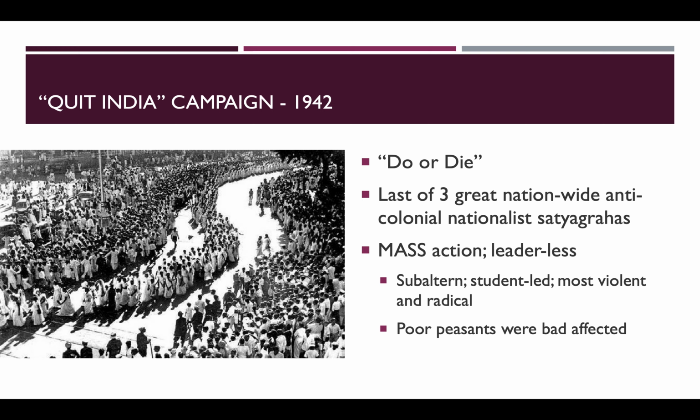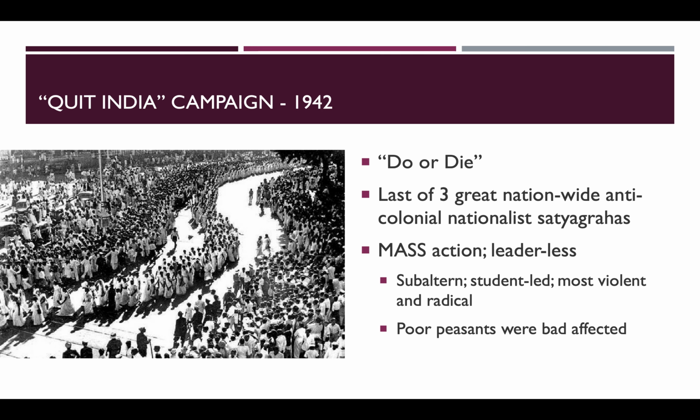The Quit India movement of 1942 to 1943 was the last of the three great nationwide anti-colonial nationalist struggles. These were known as satyagrahas, truth, graha, to hold on to. So these are nonviolent resistance campaigns. The first one was 1920 to 1922. This was the Swadeshi movement, where people were making their own clothes.